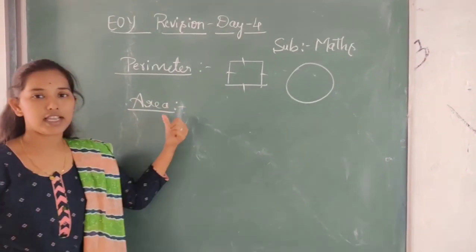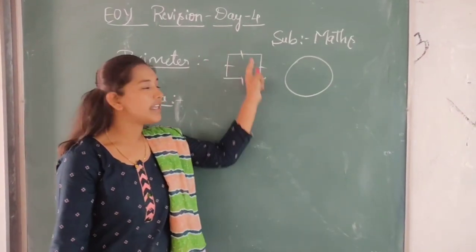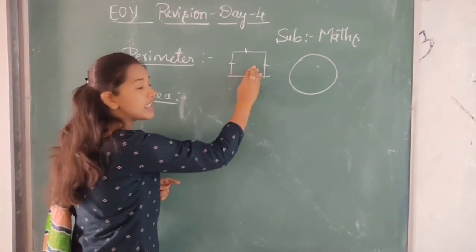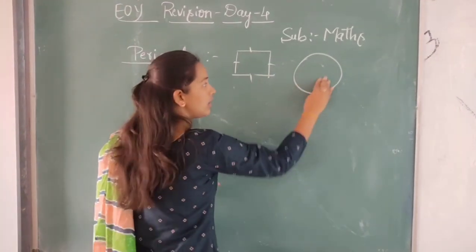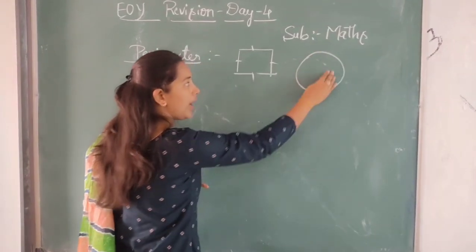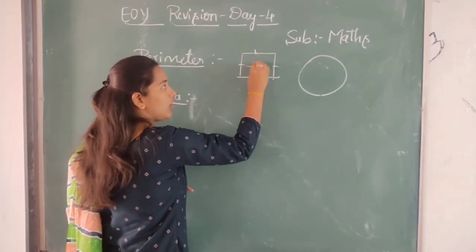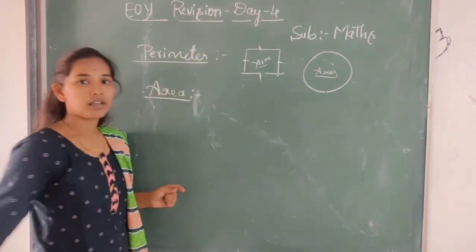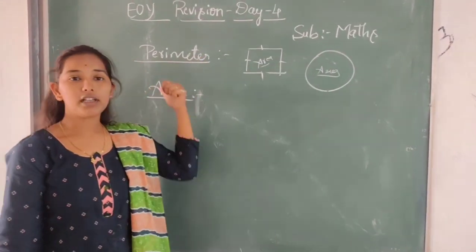Next, come to area. What do you mean by area? The sum of all the sides we call the perimeter. The space occupied by this boundary, we call it area. Understood the concept? Okay, so this is perimeter and area.